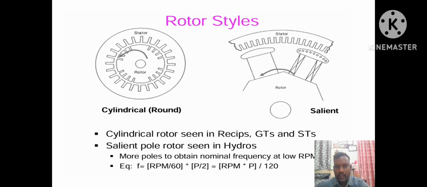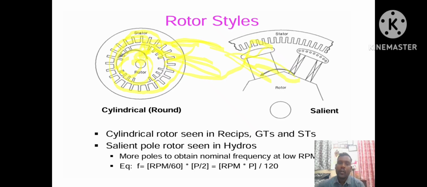There are two types of rotor: the cylindrical rotor and the salient pole rotor. What is the difference between them? In the cylindrical type, this is the stator and this part is the rotor. There are a number of teeth, and these are the windings. In the salient pole type, this is the stator, and it has only two poles.